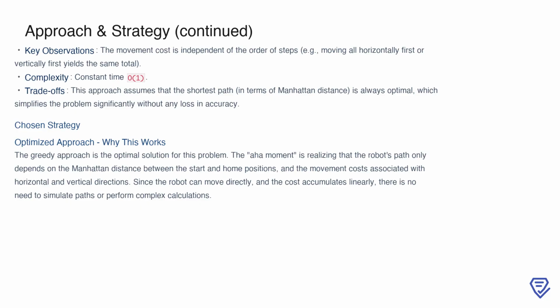First, we compute the horizontal distance by taking the absolute difference between the home and start column indices and multiplying it by the cost of horizontal moves. Similarly, we calculate the vertical distance by finding the absolute difference between the home and start row indices and multiplying it by the vertical move cost. Adding these two values gives the total cost. Importantly, the order of movement doesn't matter, as the cost depends only on the Manhattan distance between the two positions. This approach is highly efficient, with a constant time complexity of O(1), and it simplifies the problem without compromising accuracy.